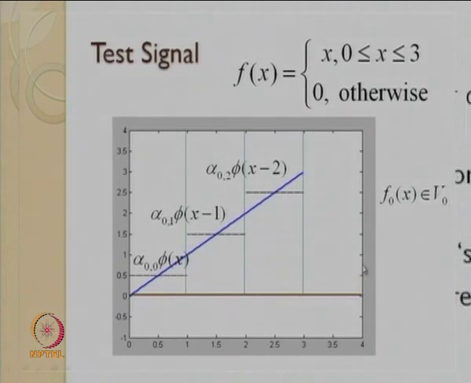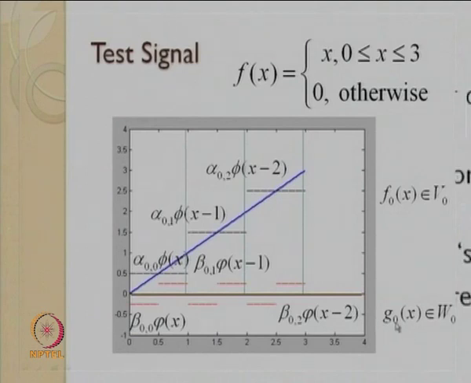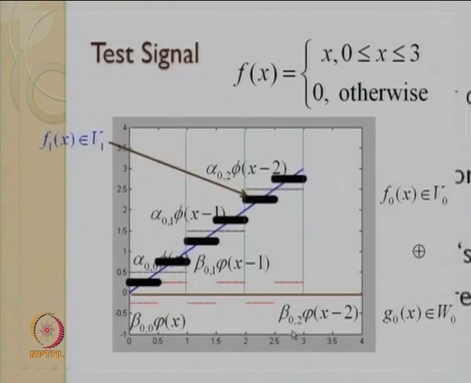In the last to last lecture, we also calculated the projections in W0, which we named these projections as G0 of x, and we calculated corresponding beta parameters. And once again, the analysis window is of length 1. So, between 0 and 1, 1 and 2, and then 2 to 3. And finally, we are able to do the orthogonal addition of projections in V0 and W0 to generate projections F1 of x into V1. And indeed, these projections in V1 are much better, much finer compared to the projections in V of 0.